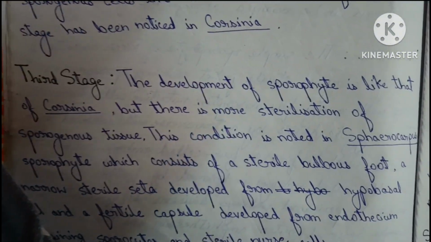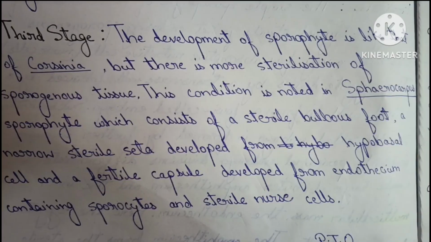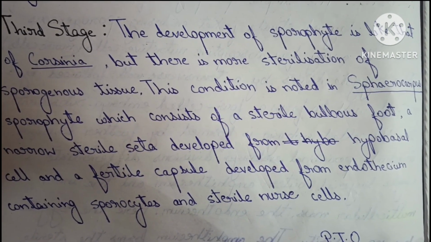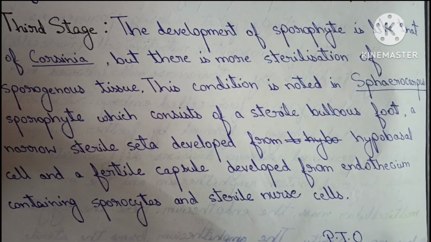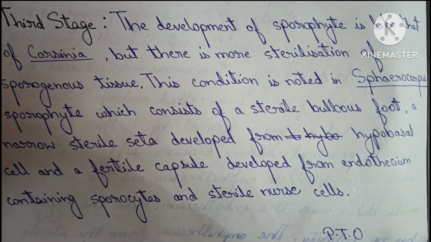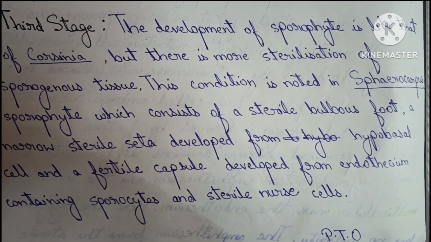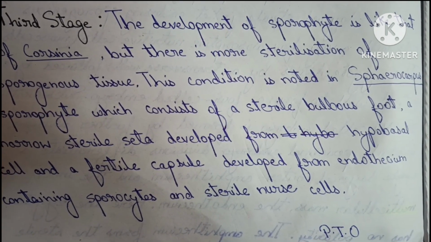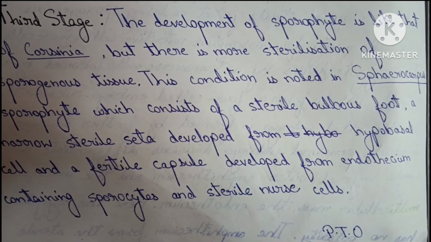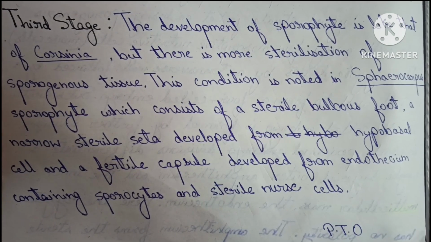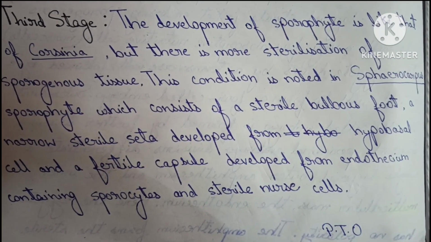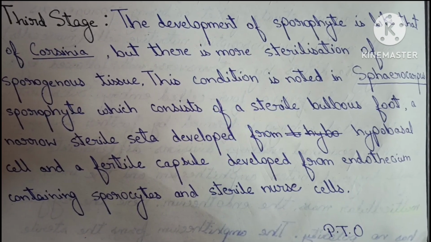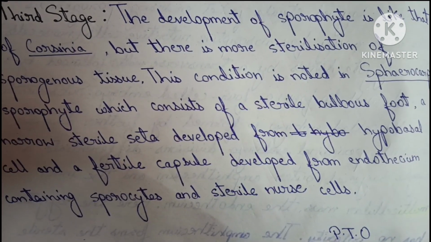Third stage. The development of sporophyte is like that of Corsinia, but there is more sterilization of sporogenous tissue. This condition is noticed in Sphaerocarpus sporophytes, which consist of a sterile bulbous foot, a narrow sterile seta developed from hypobasal cell, and a fertile capsule developed from endothelium containing sporocytes and sterile nurse cells.